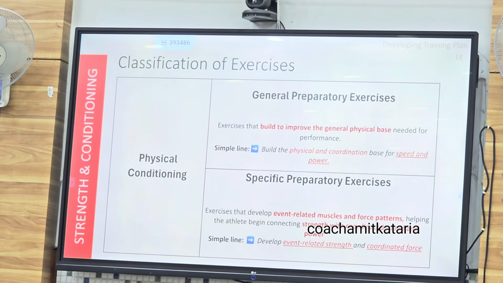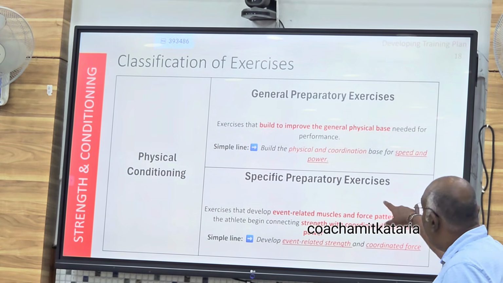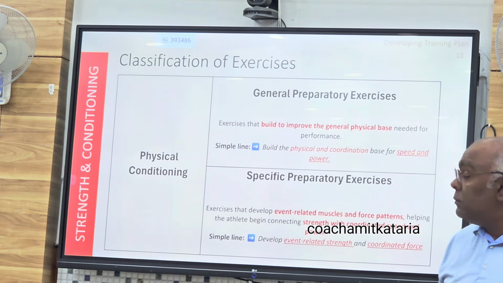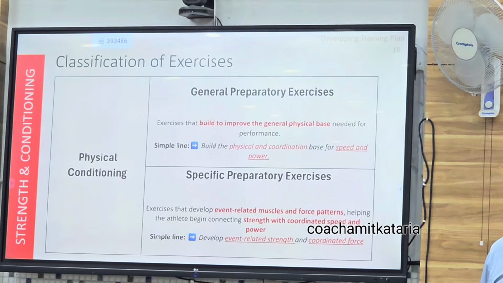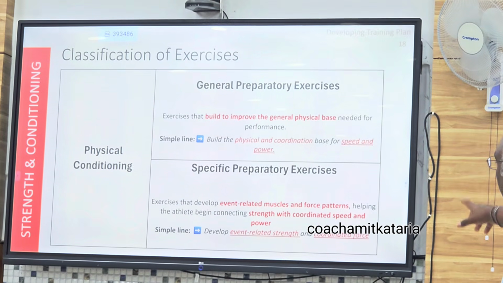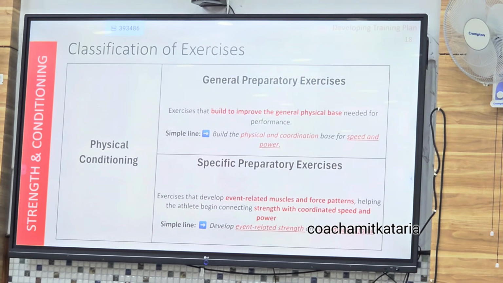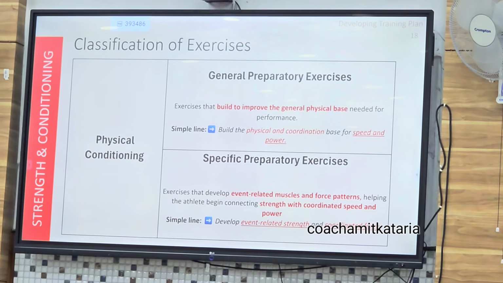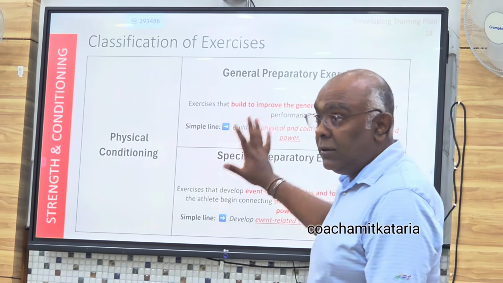Based on what the exercise develops: general improves general physical ability, which builds physical coordination and a base for speed and power. Specific develops event-related muscles and force patterns, and strength with coordinated speed. So this develops event-related strength and coordinated force. This is for physical conditioning.